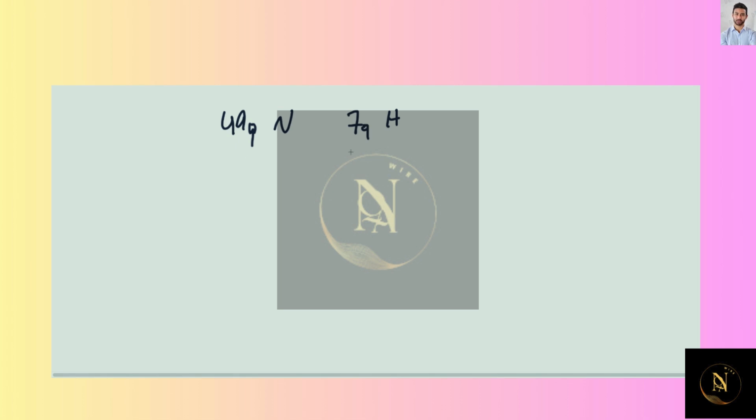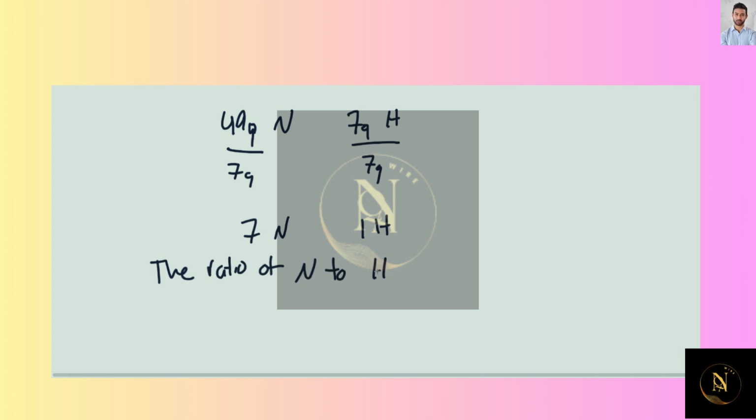So the first step is to divide each of these masses by the lowest mass that we have. So we would divide each by 7 grams. When we're done, what we'll be left with is the relative ratio of these by mass to each other. So we end up with 7 nitrogen, 1 hydrogen. And what this tells us is that the ratio of nitrogen to hydrogen is 7 to 1 by mass.